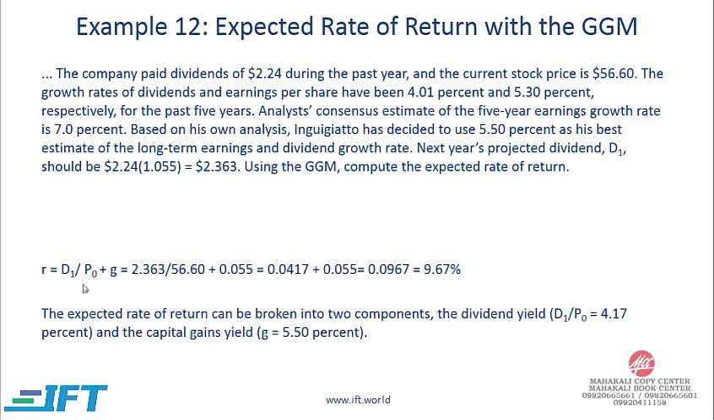Here is what you should come up with. The required rate is 9.67. You simply plug in the numbers. The expected return can be broken into the two components, the dividend yield of 4.17 and the capital gains of 5.5. Notice that the dividend yield is D1 over P0 because you are buying the stock for P0 and on that purchase price over the year you are getting a dividend of D1. So that is the dividend yield.